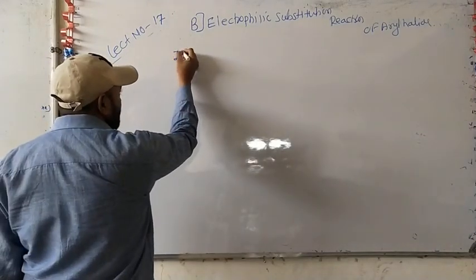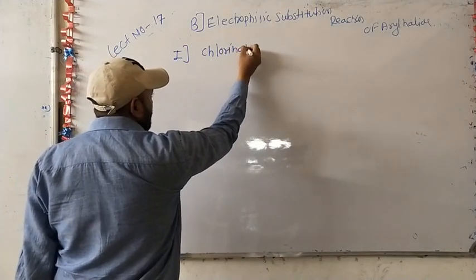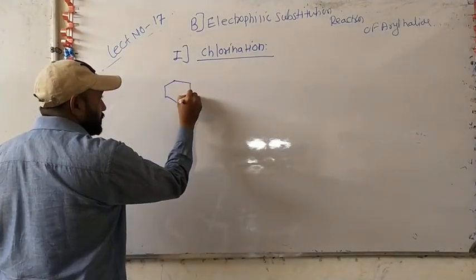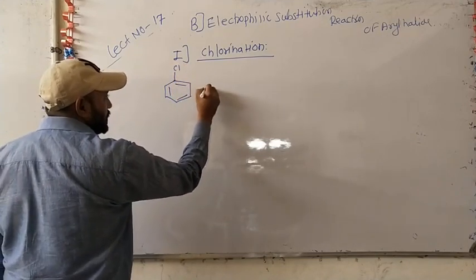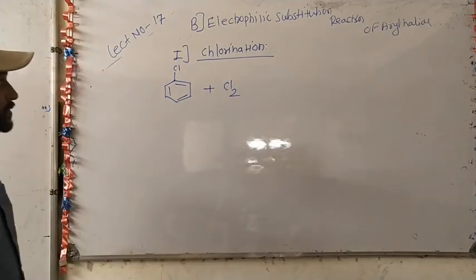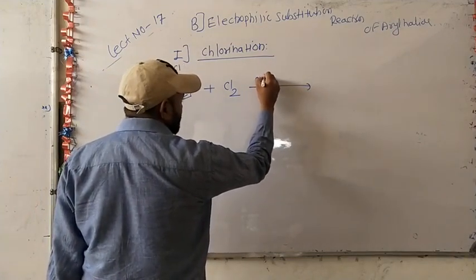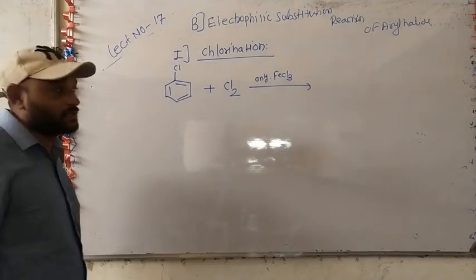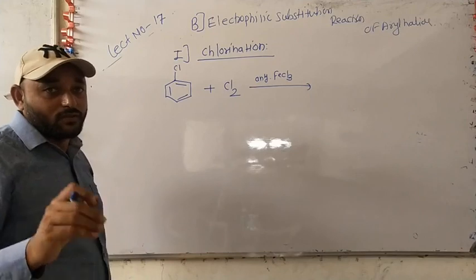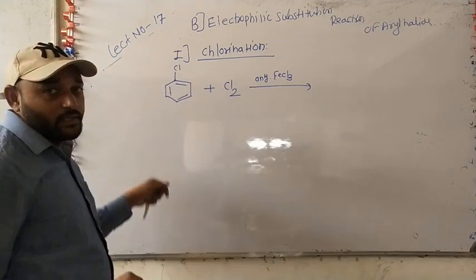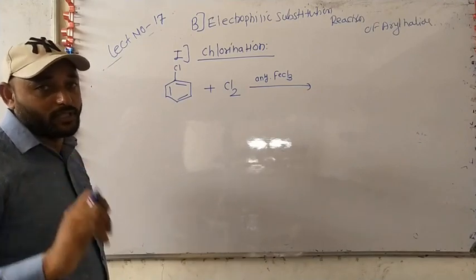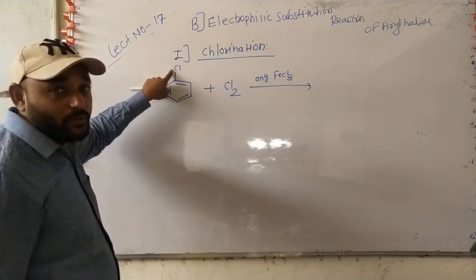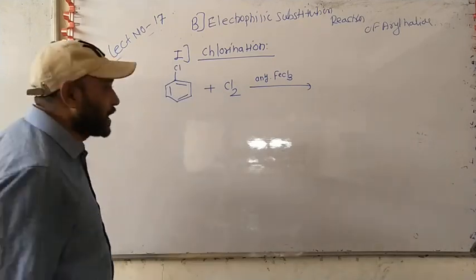So let us consider the first reaction, chlorination. When chlorobenzene is treated with chlorine in presence of Lewis acid, anhydrous FeCl3, or Fe in dark as a catalyst, electrophilic substitution reaction of this halobenzene predominantly occurs at ortho and para position, since this halogen is ortho para director.